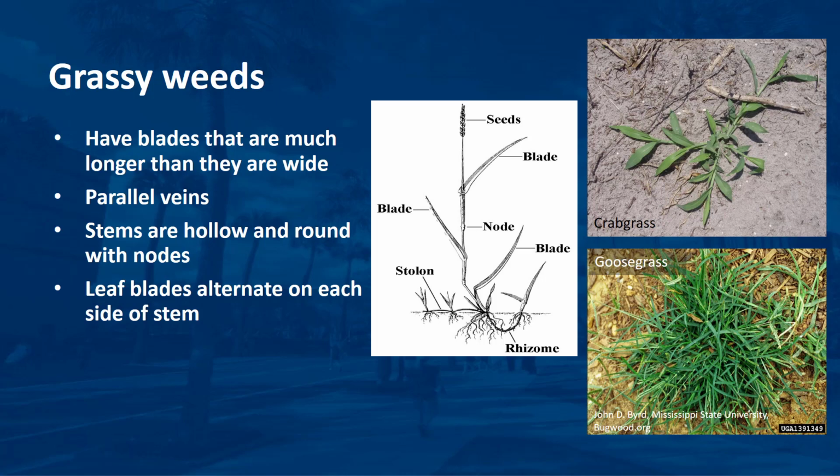The three main types of weeds are grassy, broadleaf, and sedge. Grassy weeds have blades that are much longer than they are wide. The blades have parallel veins. The stems are hollow and round with nodes. The nodes are closed and hard. The leaf blades alternate on each side of the stem. Examples include crabgrass, goosegrass, crowfoot grass, sandspur, annual bluegrass, Kogan grass, and torpedo grass.